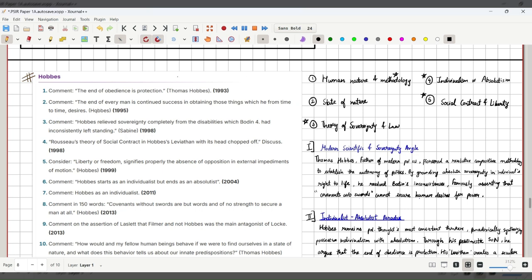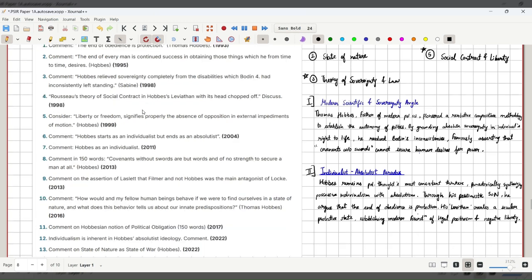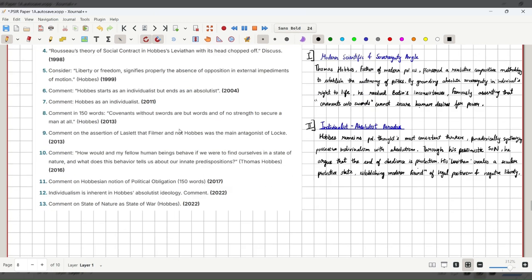So now we are going to do Hobbes. Basically these are all his PYQs. And in PYQs, what all is asked? State of nature. Then Hobbes absolutism. Then Hobbesian notion of political obligation, that is basically what obligation the state has towards the people, like right to life.